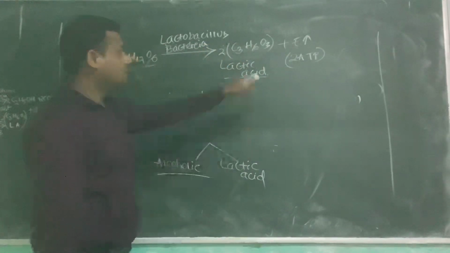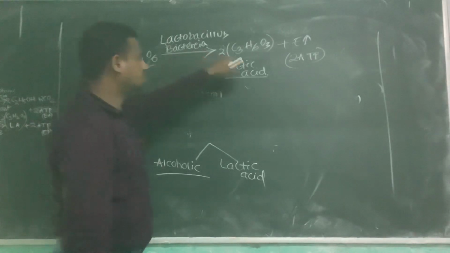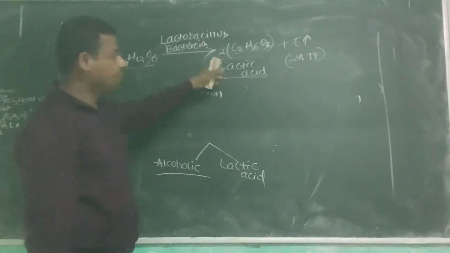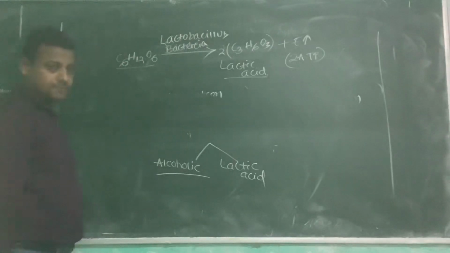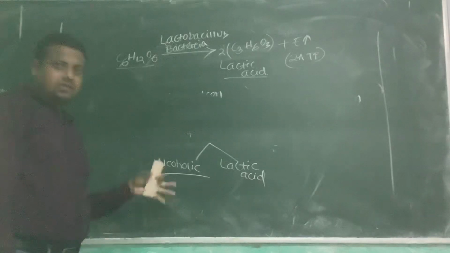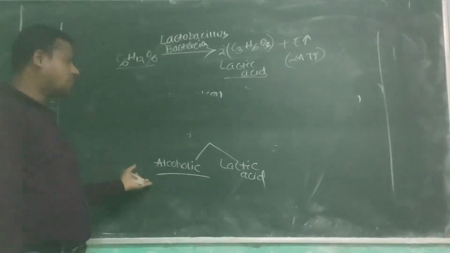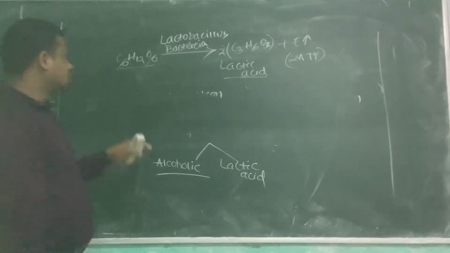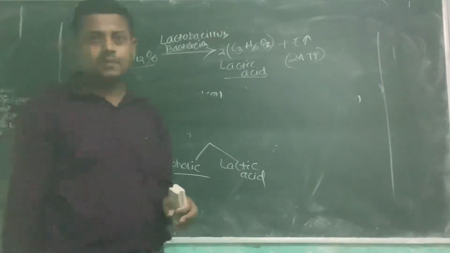Lactobacillus bacteria derive the energy from glucose, and the waste product or byproduct is lactic acid, 2 molecules of it. So anaerobic respiration is otherwise called fermentation, and it may be alcoholic or lactic acid fermentation. Okay, so this is a general idea about respiration. Thanks to all.